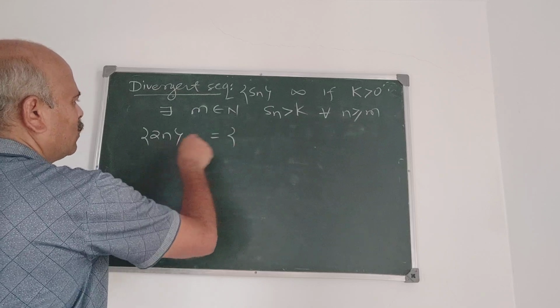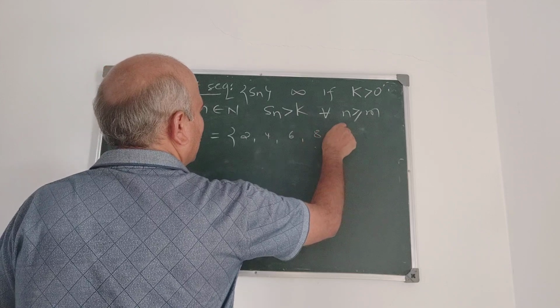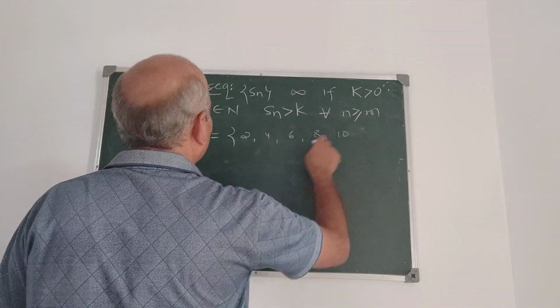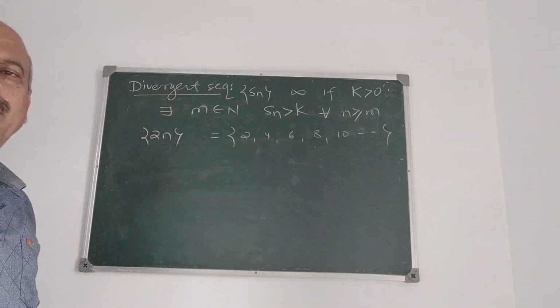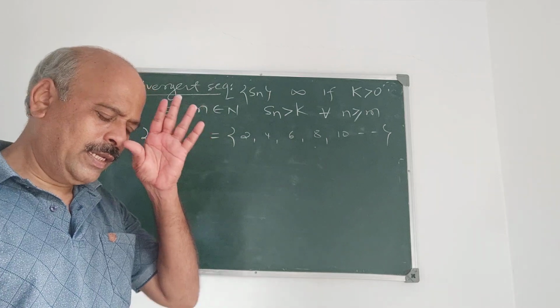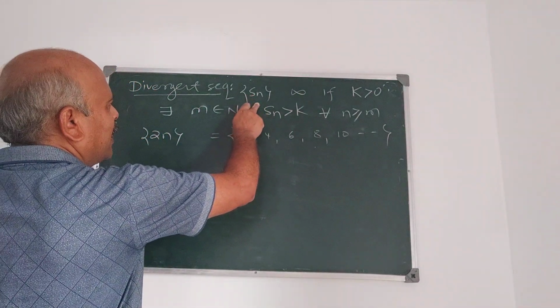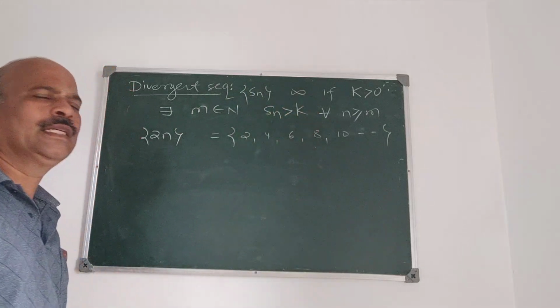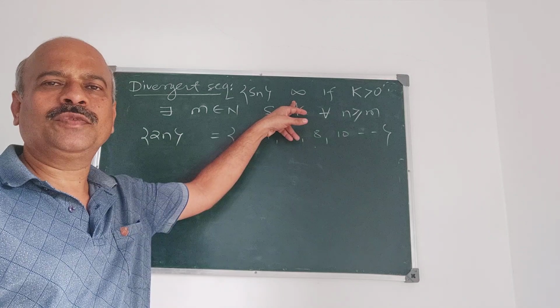Example is sequence 2n. What are the terms of the sequence 2n? 2, 4, 6, 8, 10, etc. This diverges to plus infinity. Similarly, we define sequence diverges to minus infinity. When do you say that sequence diverges to minus infinity?